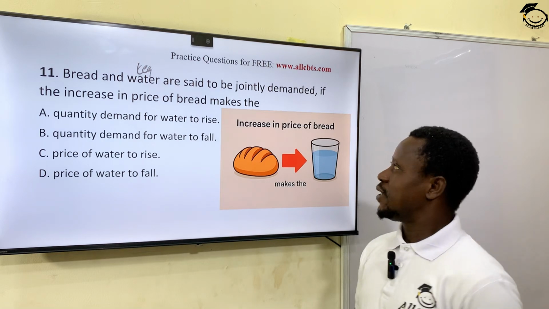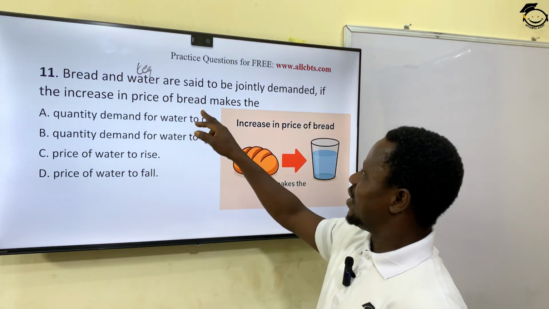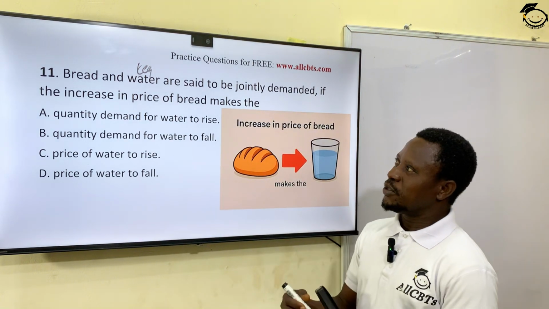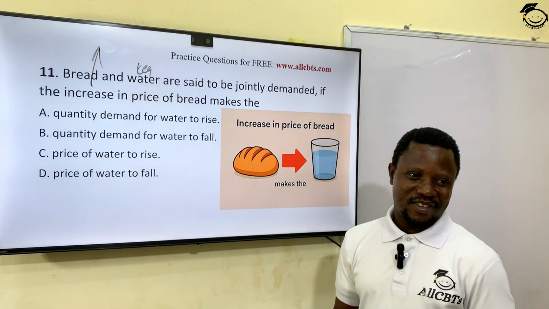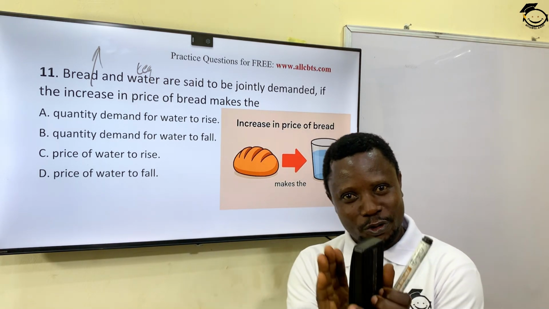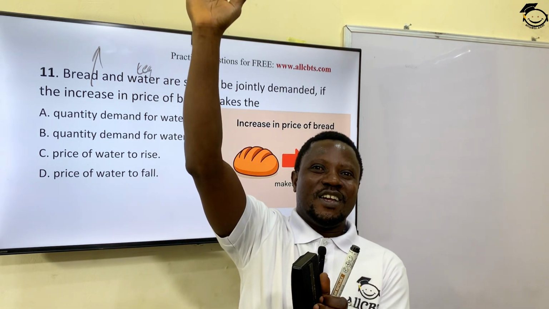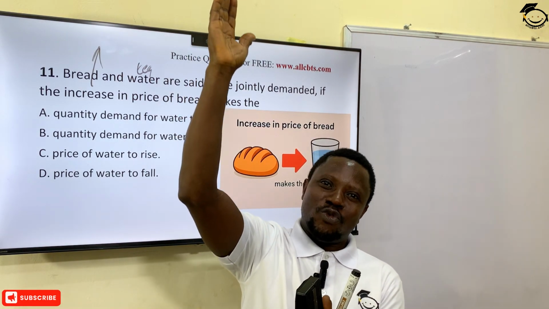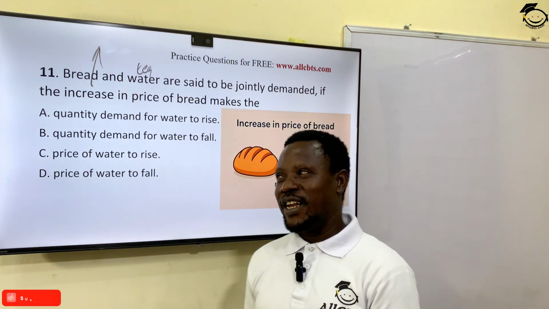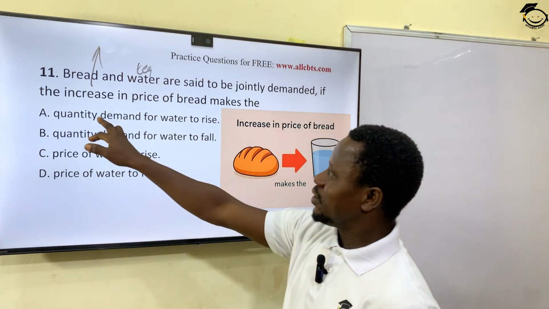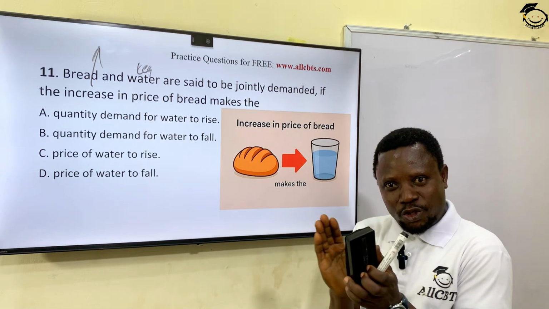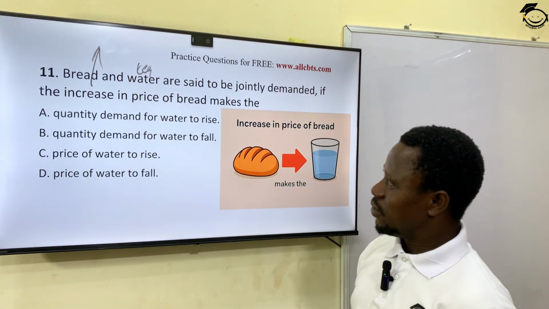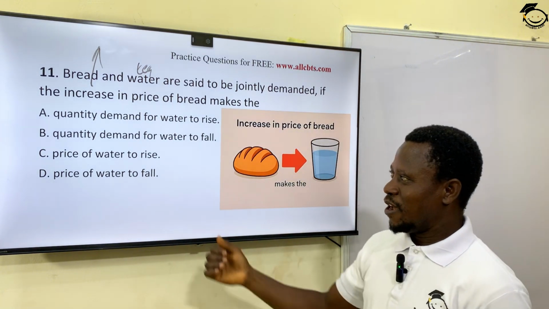If there is an increase in the price of bread, what happens? In other words, when the price of bread increases, what happens? Remember that they are jointly demanded, so they go together. When the price of one goes up, there will be lesser demand for it, right? So if there's lesser demand for the one whose price goes up, what happens to the other? There will also be lesser demand. The quantity demanded for water will rise? How can it rise, because they are jointly demanded? If the demand for bread goes down, demand for water will also go down. Quantity demanded for water falls. Price of water rises. Price of water falls.